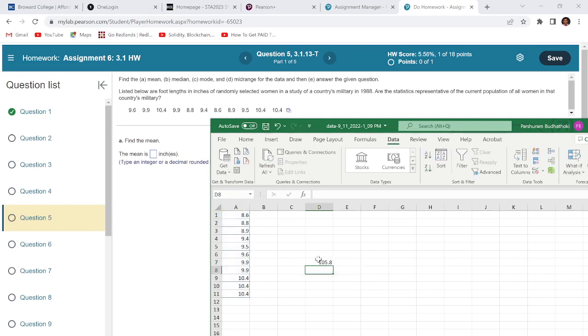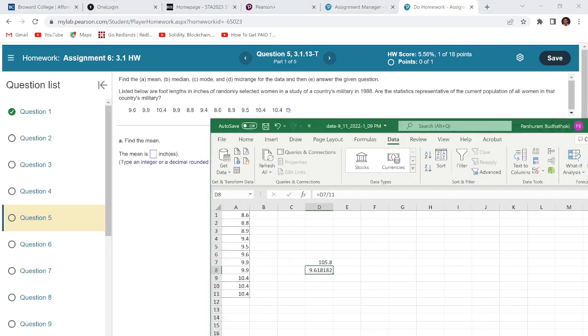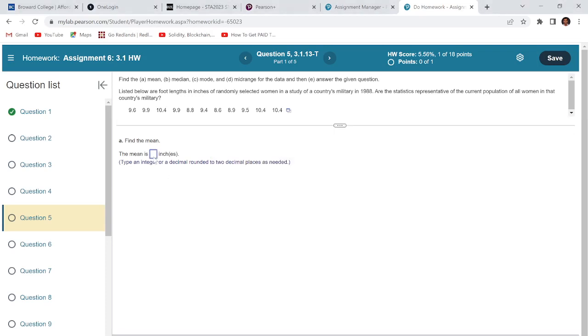That can be done by using the sum command. And now I'm going to divide this sum by the total number of data values, which is 11 in this case. So this is my mean, which is 9.618182, but according to the instruction, type an integer or decimal rounded to 2 decimal places. So 2 decimal places would be 9.62. So it's 9.62 inches.